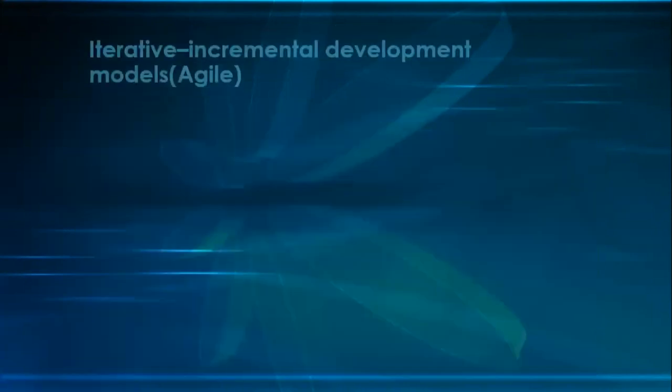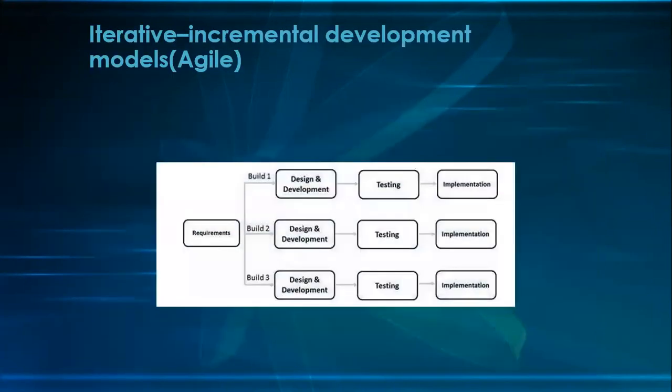Now, this is just another way to show an Agile diagram: requirement, the first build, design and development. We go into testing, implementation. We go into the next build, design and development, testing, implementation. So each of these is also an iteration. You go on the first build, the second build, third build, until you get to the final build.